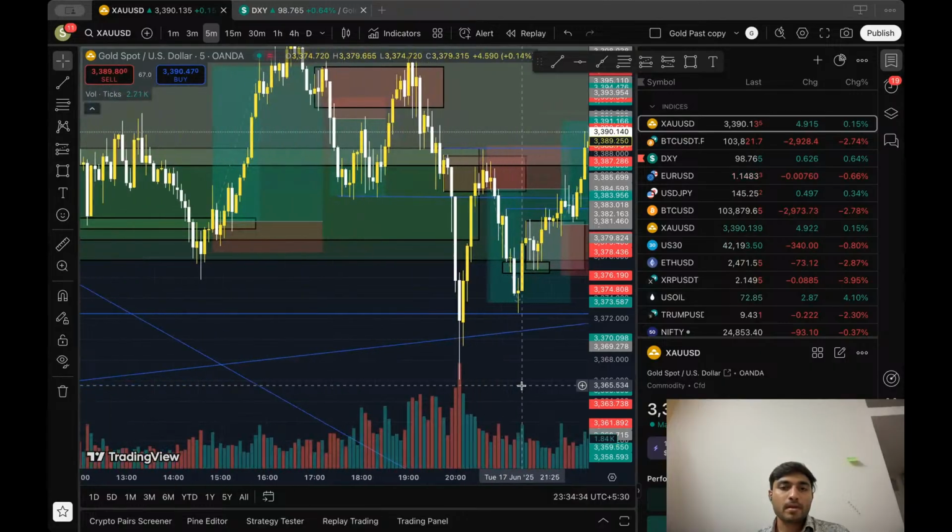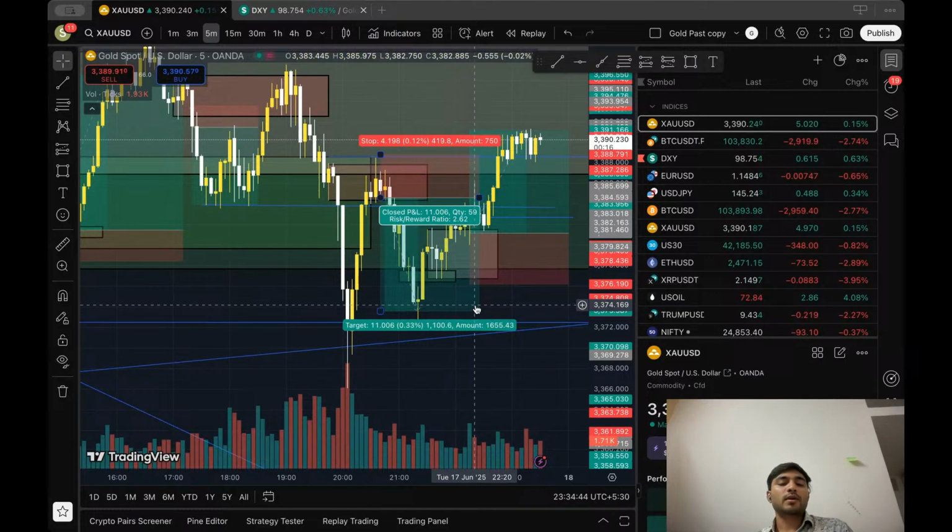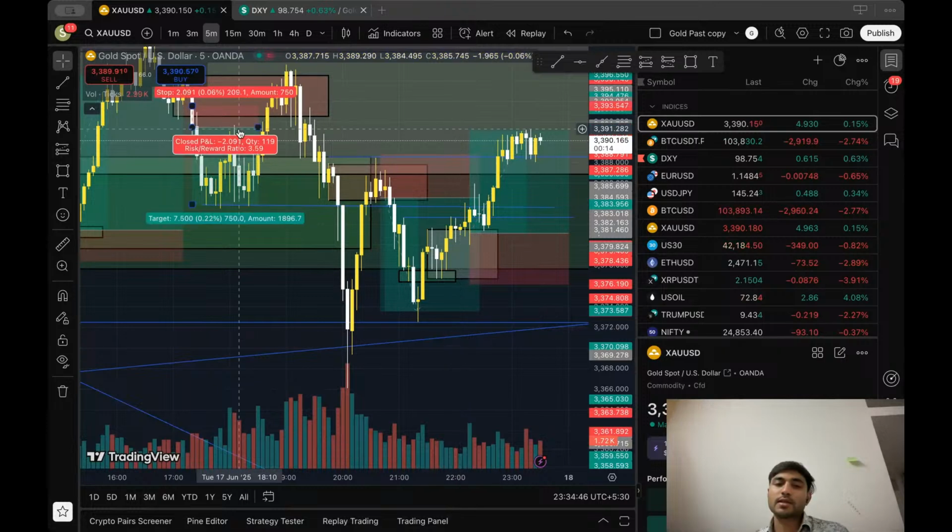I told you today was consolidation, so I didn't bother much. But these are the trades that we could have taken. This is also an auto block trade we could have taken. But it's like buy, sell, buy, sell, buy, sell.